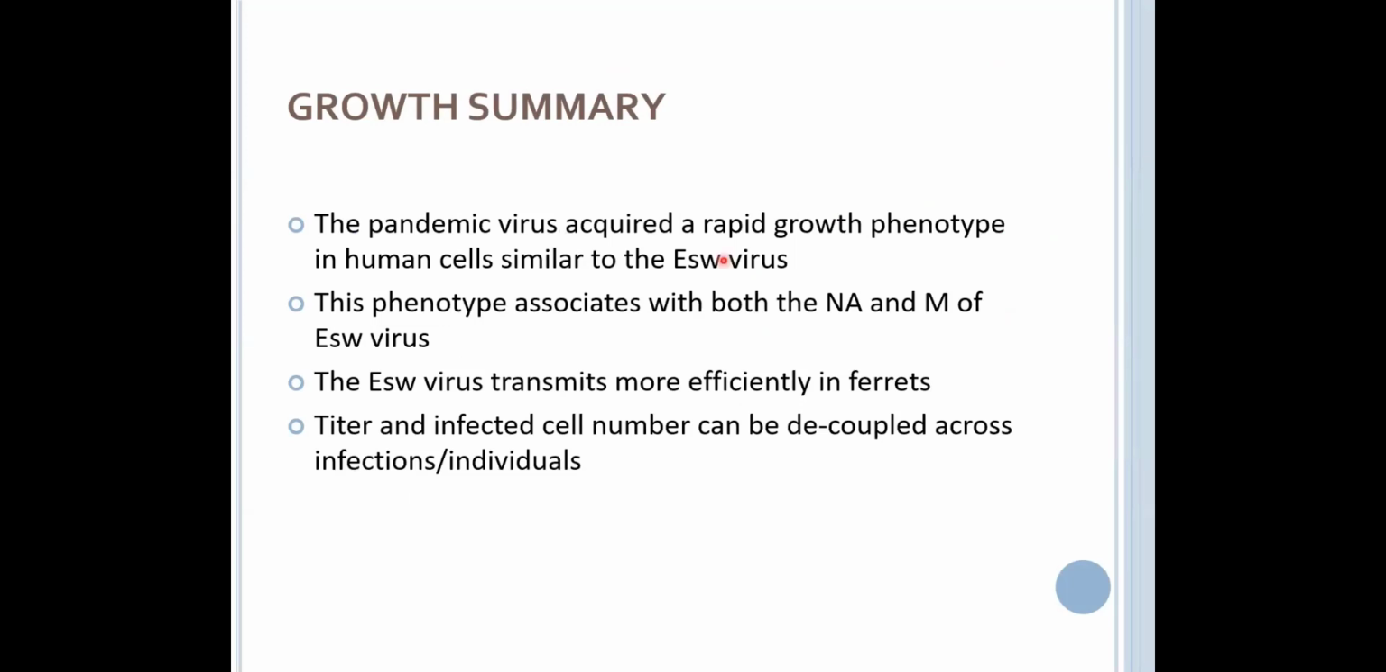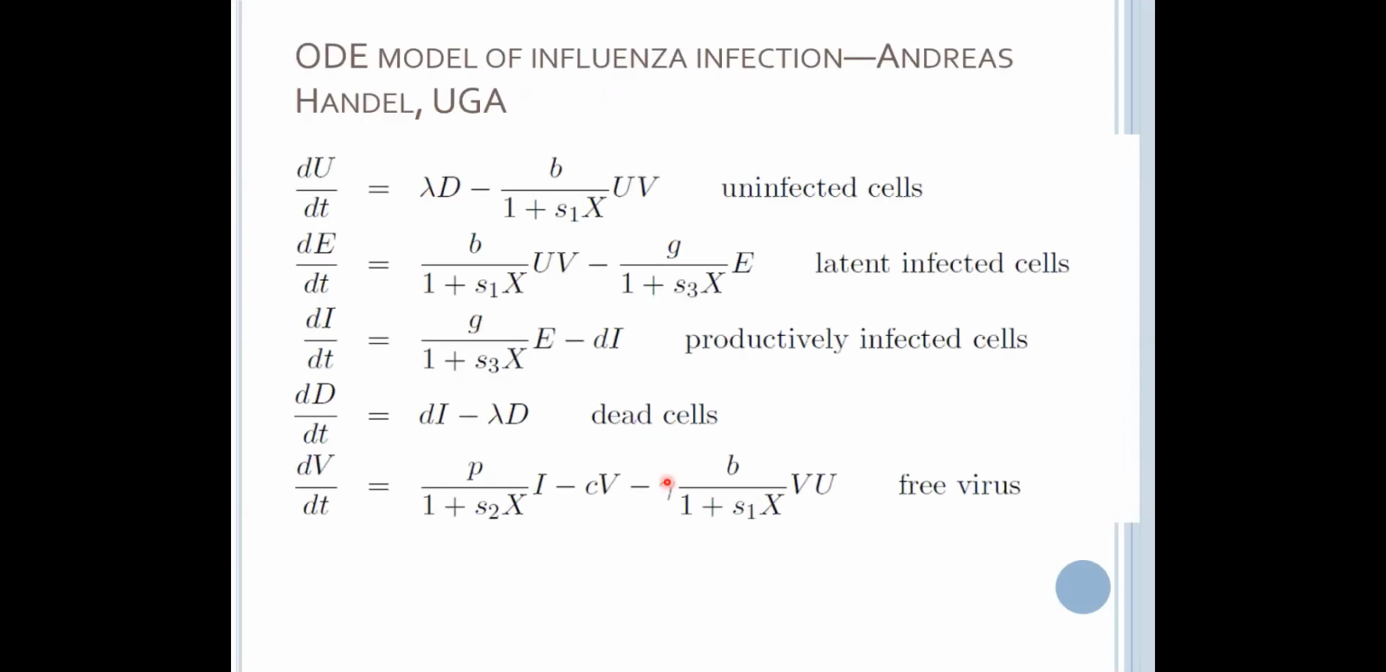Okay, so what I've shown you so far is that the pandemic virus acquired this rapid growth phenotype in human cells similar to the European swine virus. It associates with both the NA and M of the European swine virus, and it transmits more efficiently in, I didn't show you this, but it transmits more efficiently in ferrets, the European swine virus. And an important thing to keep in mind, especially as you go into your modeling lives, is that titer, so infectious titer and infected cell number, can be decoupled across infections in individuals. They don't always correlate, and measuring both of them gives you independent information.